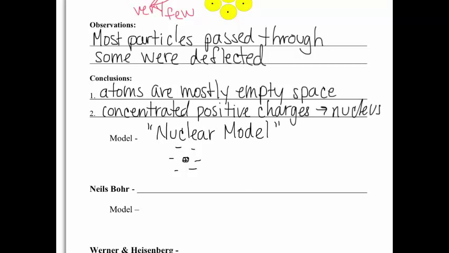Niels Bohr, based on some experiments, and if you haven't done it yet in class, you will do it soon, but based on the different colors of light that are emitted from electrons as they drop from the excited state to the ground state, concluded that there must be specific amounts of energy that each electron can absorb and release. Therefore, they must be in very specific places. So he said that electrons follow specific paths.